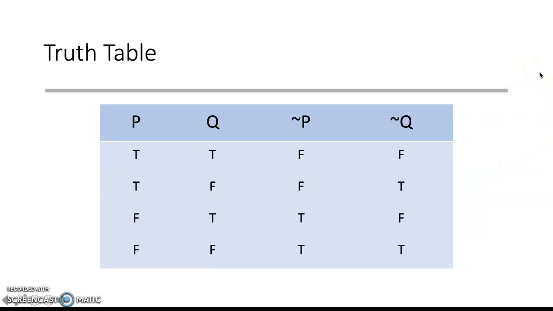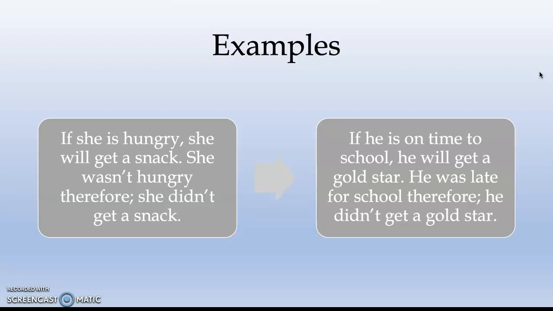To do a truth table regarding this, it's pretty simple. Since P and Q are both true, not P and not Q are both going to be false. If P is true and Q is false, then not P is going to be false and not Q is going to be true. So it's kind of just flip-flopping. Same thing for if P were false, Q would be true, not P would be true, not Q would be false. And then finally, if both P and Q are false, then not P and not Q are true.